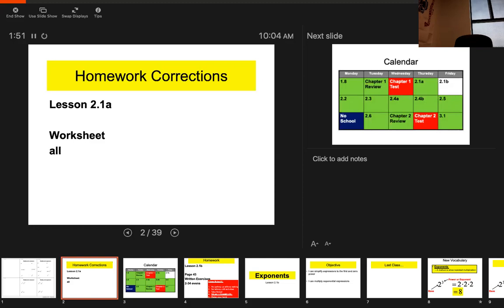Number 4 is 23. Number 5 is 4. Number 6 is 10. Number 7 is 5. Number 8 is 3. Number 9 is, help me, 51? Okay. Number 10 is 2.